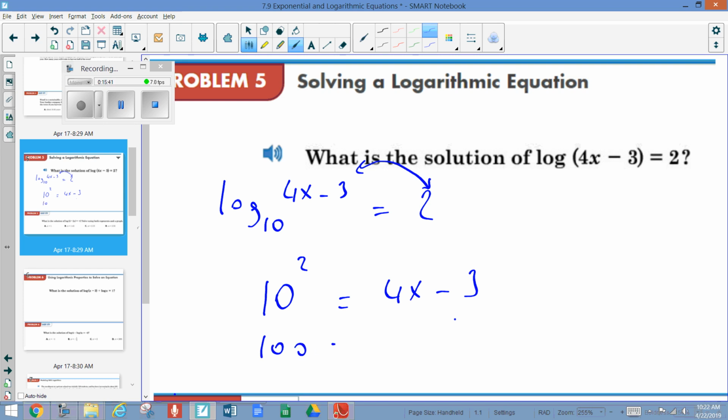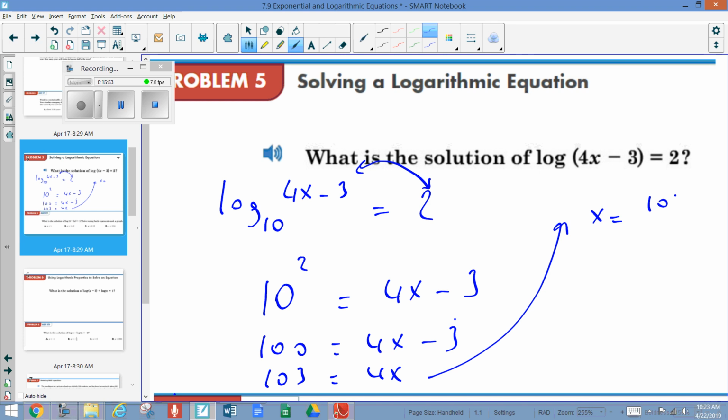So how is it next? 10 squared, 100, is equal to 4x minus 3. Add 3 now. 103 is equal to 4x. So divide by 4. X is equal to 103 divided by 4. This is the answer. It's 25 point something.